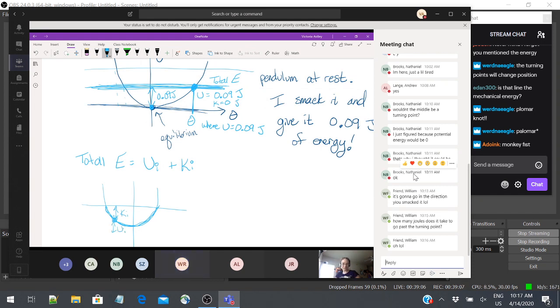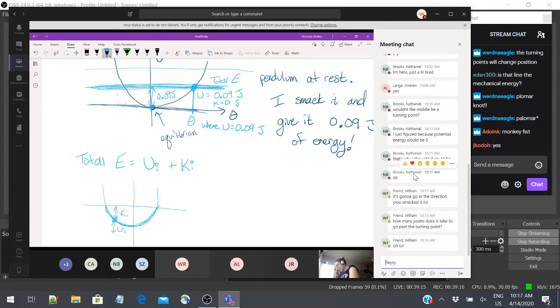Okay, this making sense? Can you tell me what a Palomar knot is? I want to learn it now. My favorite knot is the Alpine butterfly. Okay.